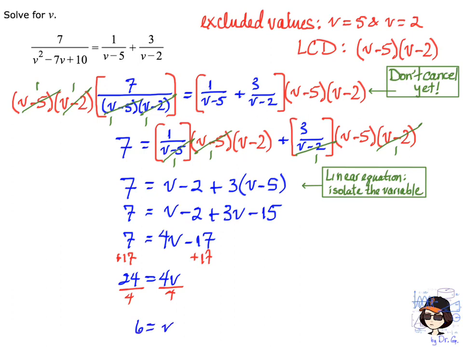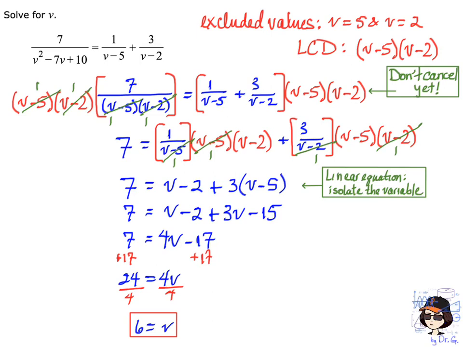And now before we circle that answer, we compare it to the excluded values. We look at the top. The excluded values were just 5 and 2. And since we got 6, we can circle that as our answer. And we can go back later and plug that back into the rational equation to make sure we really didn't make any mistakes. But we didn't have any extraneous solutions to throw out.